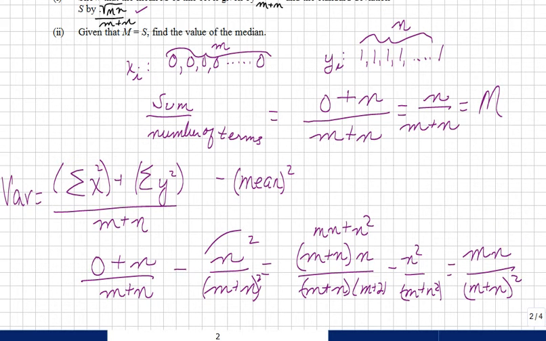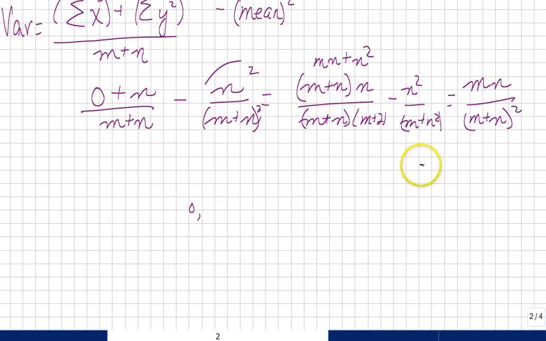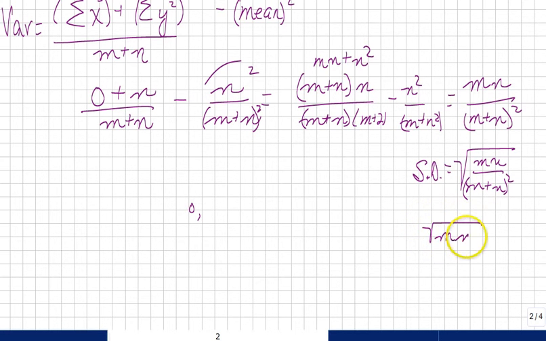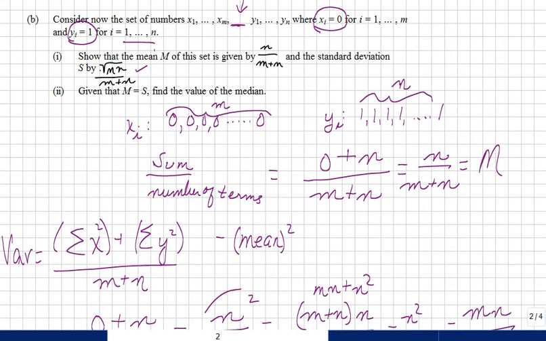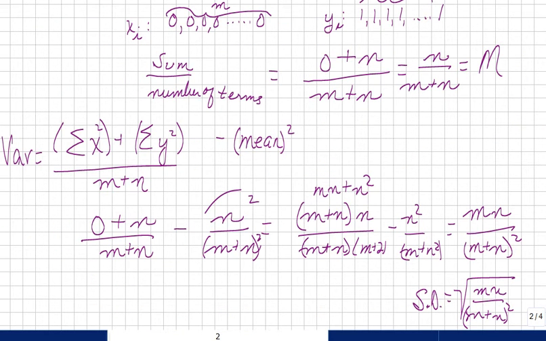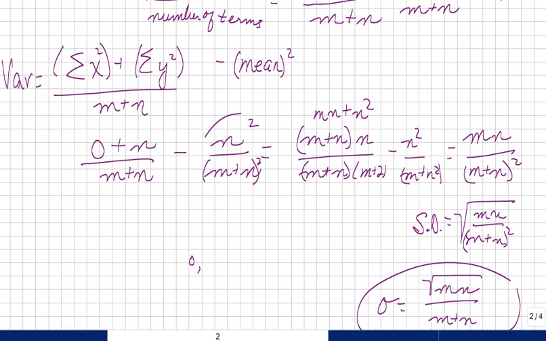Remember, that's the formula for the variance. So the standard deviation is going to equal the square root of that. The standard deviation is equal to the square root of mn over (m plus n) quantity squared. So the square root of mn goes on the top, and the square root of (m plus n) squared is m plus n. So this is our standard deviation, which they wanted us to prove from part 1. That is probably the most confusing part of this problem. The last part is not too bad.